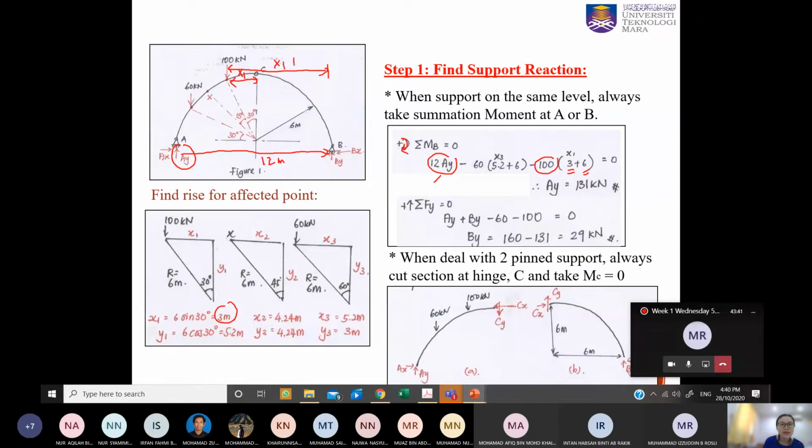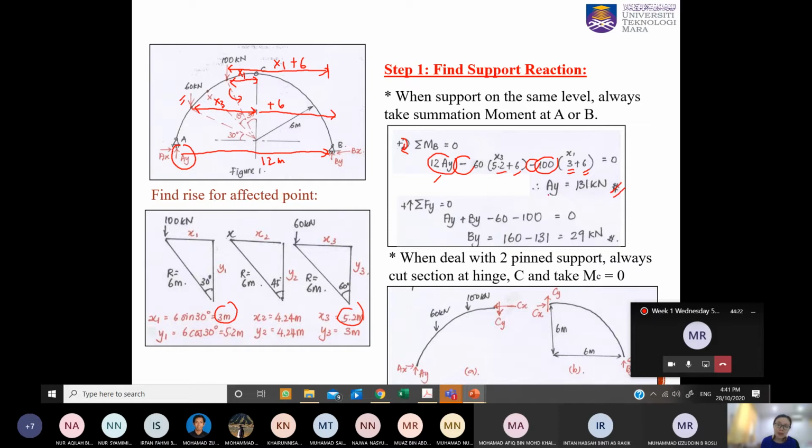Okay, so this is x1 plus 6 meter. Then this is acting counterclockwise, therefore I have a negative here. And the next will be 60 kilonewton. Where you have this distance up to here is x3, you need to plus another 6 meter to reach here. So now your x3 is 5.2 plus 6 here. Similarly, this is counterclockwise, so you put a negative. Therefore, you can straight away get your AY.